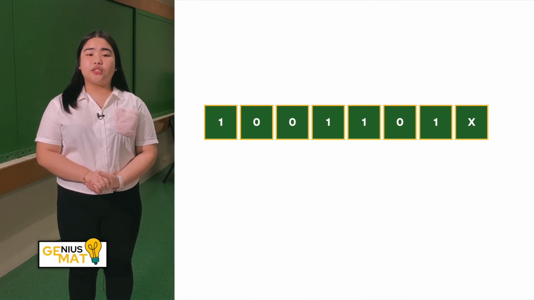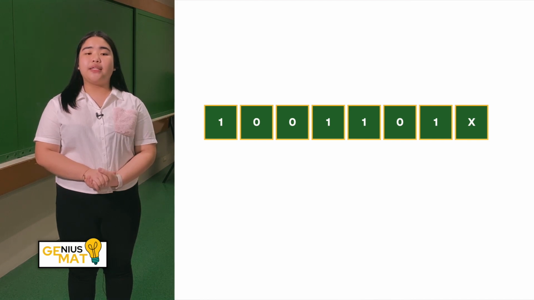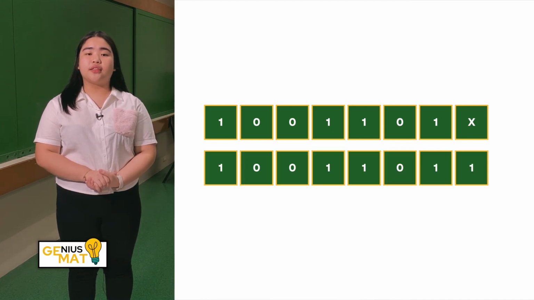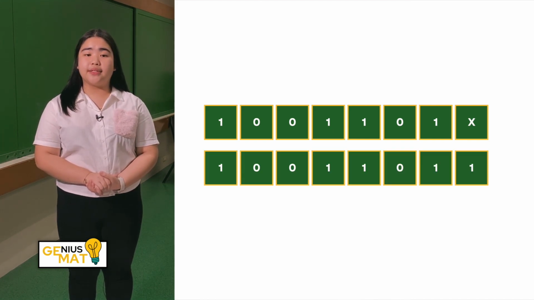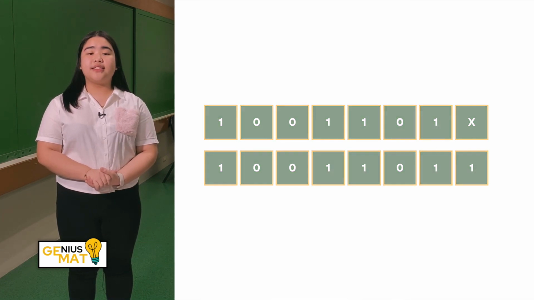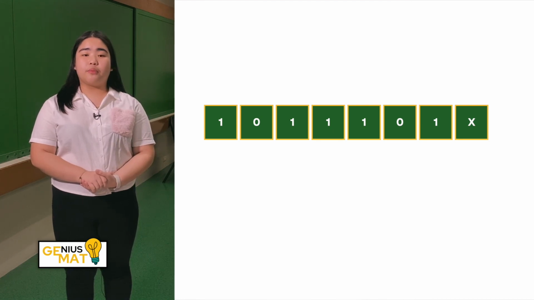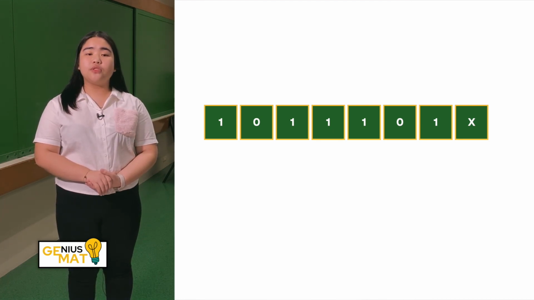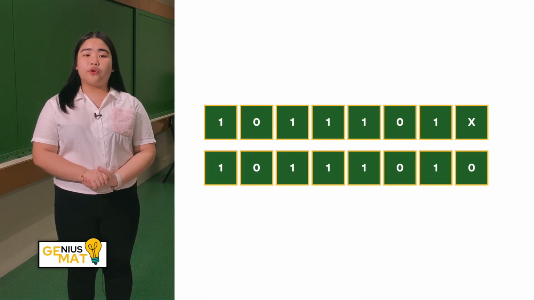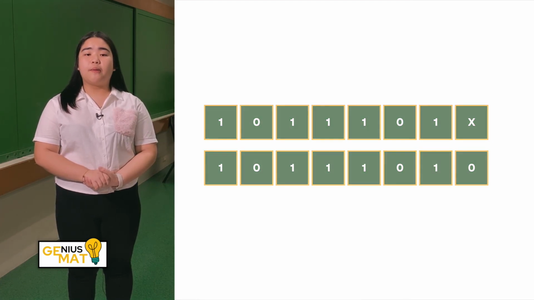As you can see, the total number of ones in these data bits equals 4. That means the parity bit should be 1 so that the number of ones in the code remains odd. Let's take another example. In this case, the total number of ones in these data bits equals 5. Therefore, this parity bit should be 0 so that the total number of ones in the code remains odd.